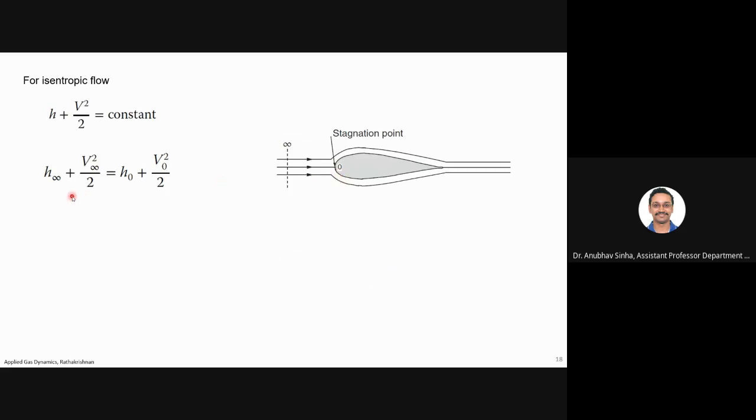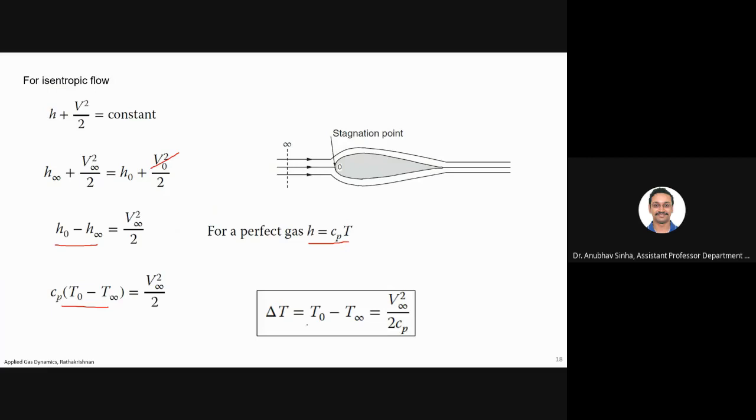If I use the same equation, h plus V square by 2 is constant, I can relate the properties of the free stream and the properties at the stagnation point. At the stagnation point, what will V naught be? Velocity will be zero. So if I remove this, I can take h infinity to this side. So h naught minus h infinity is equal to V infinity square by 2. Now for a perfect gas, h is a function of temperature, h equals CpT. So I can replace both enthalpies with Cp into delta T. And I can say that delta T, which is T naught minus T infinity, is equal to V infinity square, which is the velocity at the free stream, divided by 2Cp.